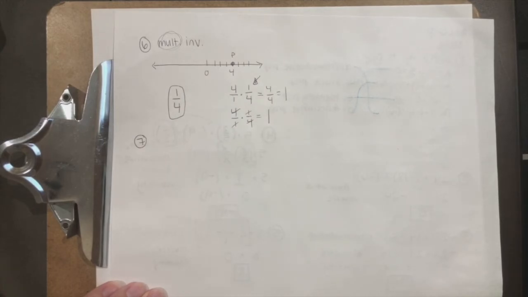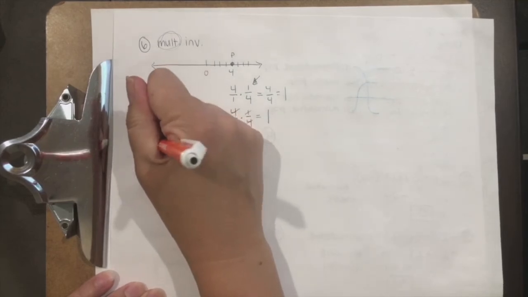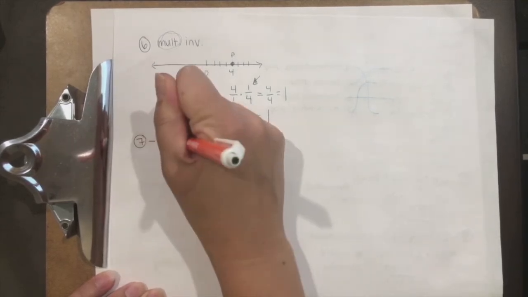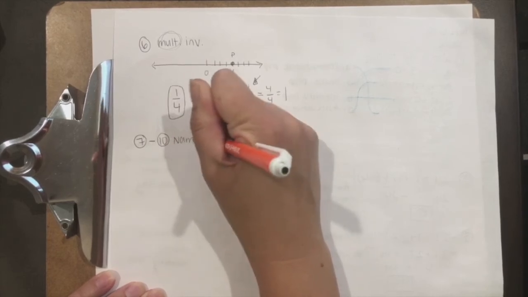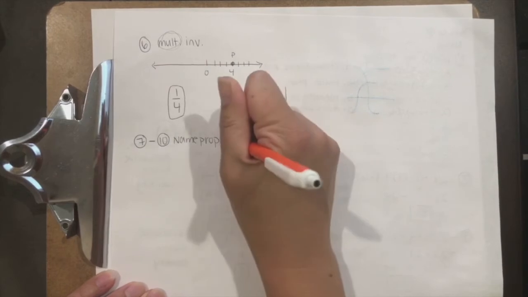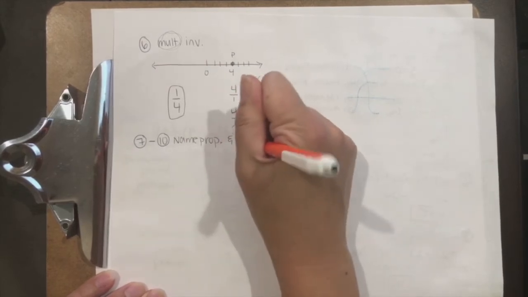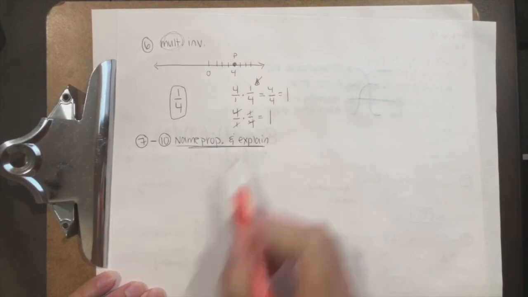Name the property being shown in each of the following addition statements and explain your reasoning. So this is for 7 through 10. Name the property, and explain. Oh boy, don't forget the explain part.